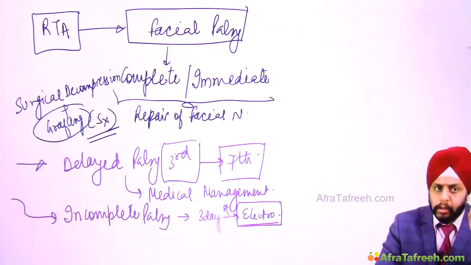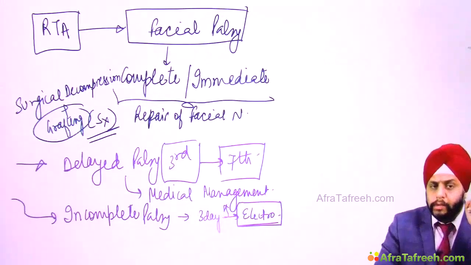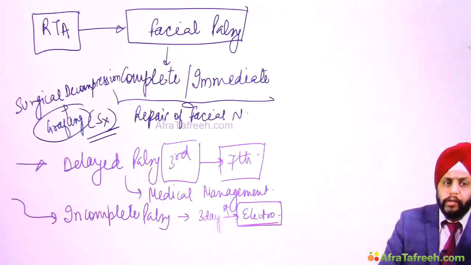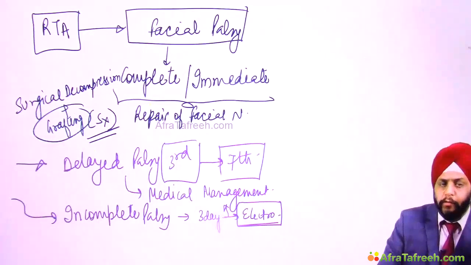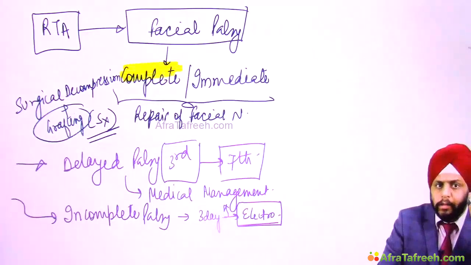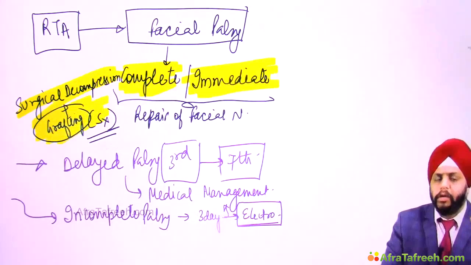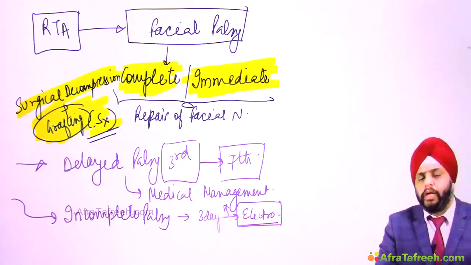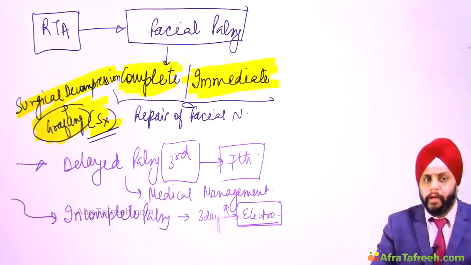Now remember, immediate surgical decompression is done only when, there are 2 criteria. Which 2 criteria? Both have to be fulfilled. Number 1, it has to be a complete facial palsy. Number 2, it has to be immediate facial palsy. In that only you will go for surgical decompression. Okay, in remaining you wait and watch. Right? This is after a road traffic accident.